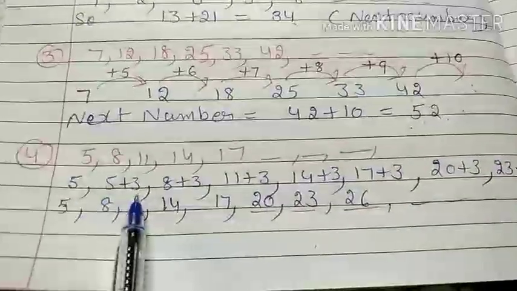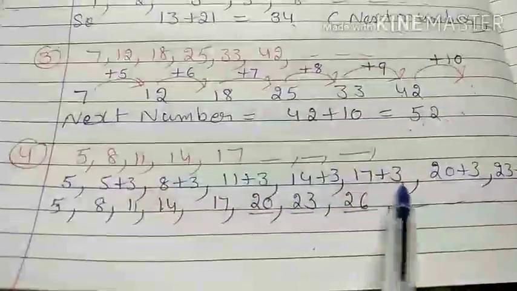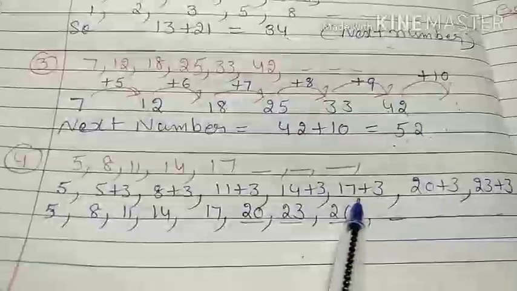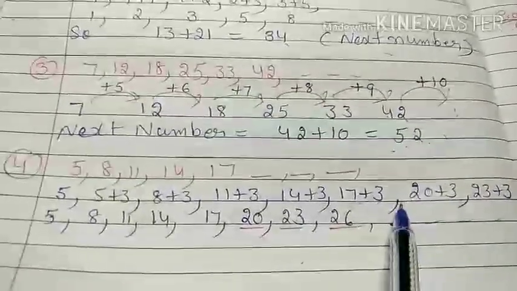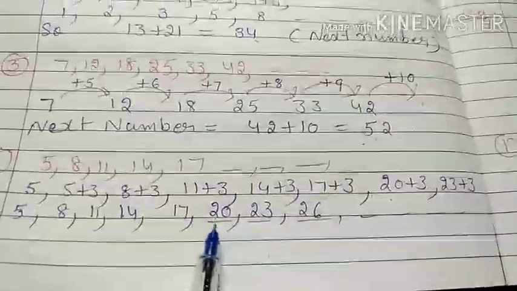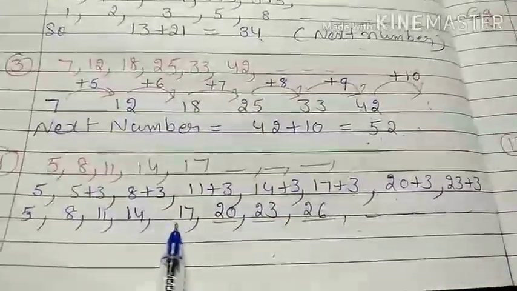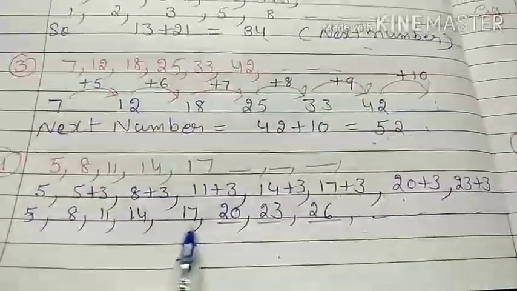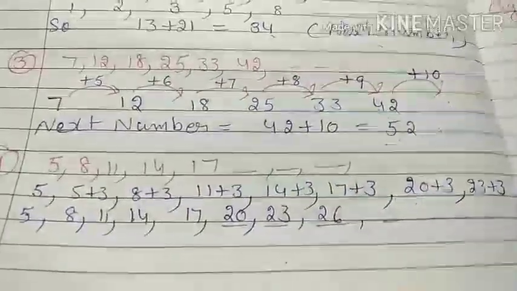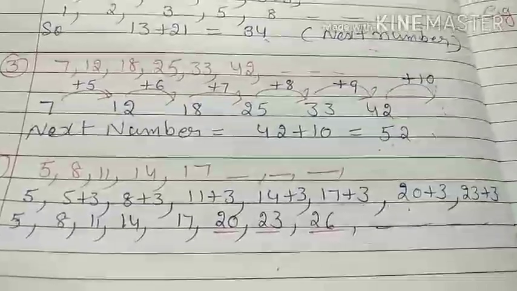Like here 5 plus 3, 8 plus 3, in all numbers 3 is added. Similarly, if I add to whatever last number I get, like here the next number after 17 by adding 3 is 20, 20 plus 3 is 23, 23 plus 3 is 26. So that was the number pattern.